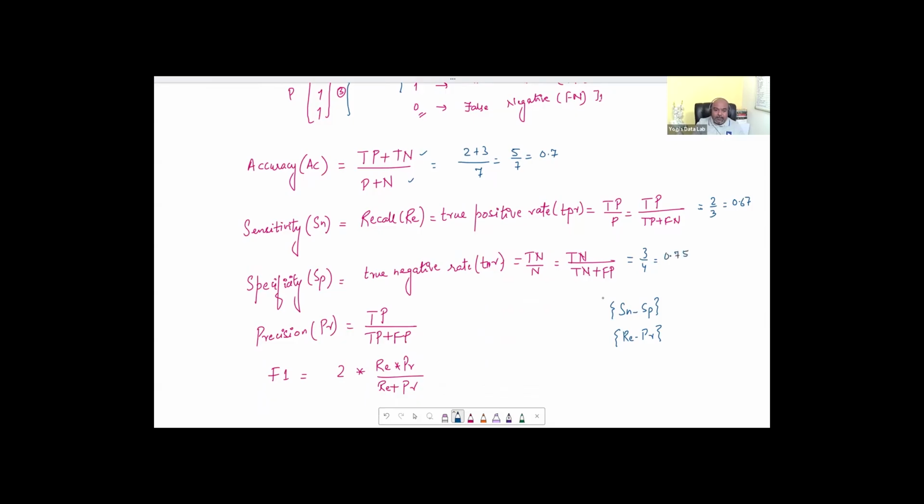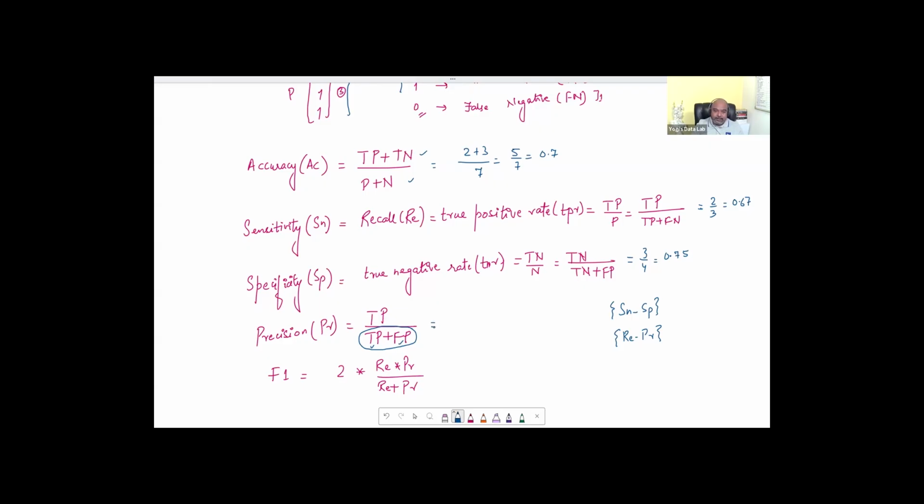When you talk about precision, precision is out of all the positives that I have predicted. Now, when you predict a positive, when you predict a 1, you can either predict it to be a true positive or it is going to be a false positive. Means out of all the positives that I have predicted, how many true positives are there?